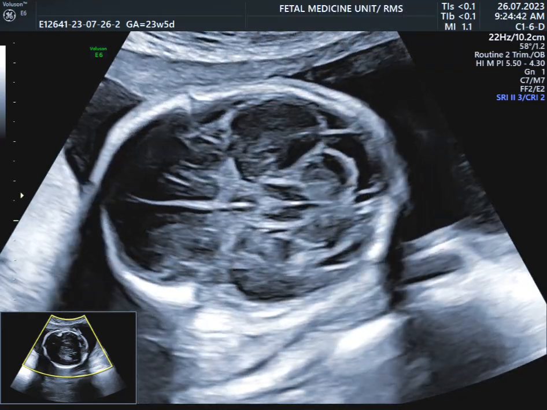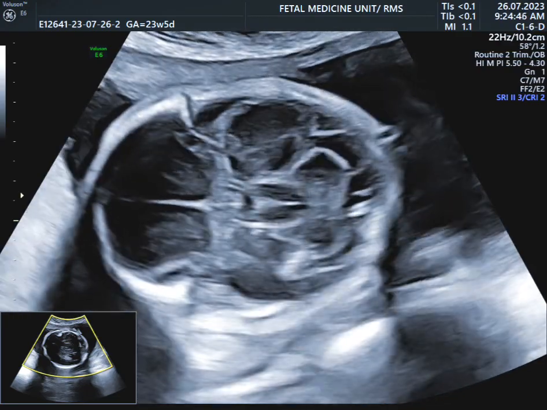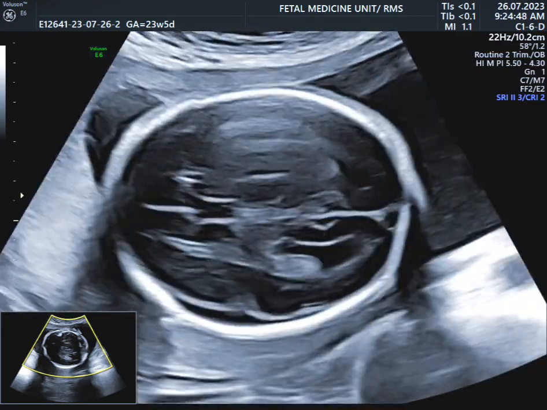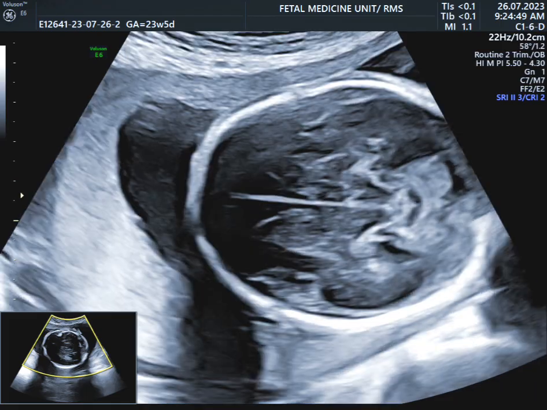I'm going to show you the live demonstrations of the anomaly scan. First of all, we start with the head, the baby in breech presentation, and as we see the axial view of the head, we can get the lateral ventricles, where the choroid plexus is perpendicular to both borders.